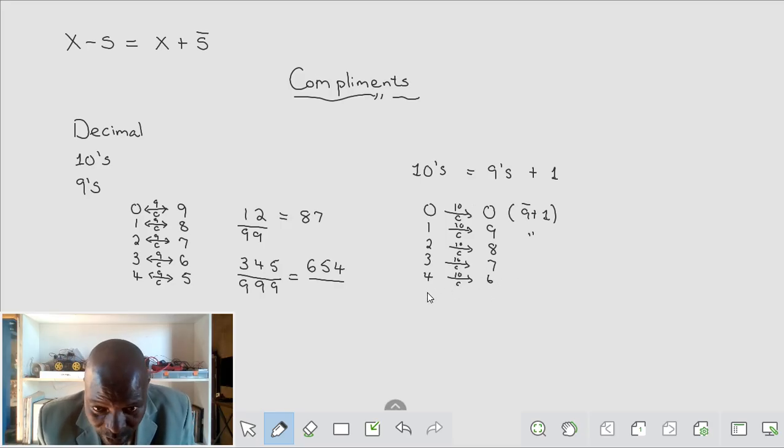Obviously, going back, if I have a 5, the 10's complement will be another 5. If you look here, the 9's complement would have been a 4, and 4 plus 1 is a 5. So going forward, it's going to be back to back as well.